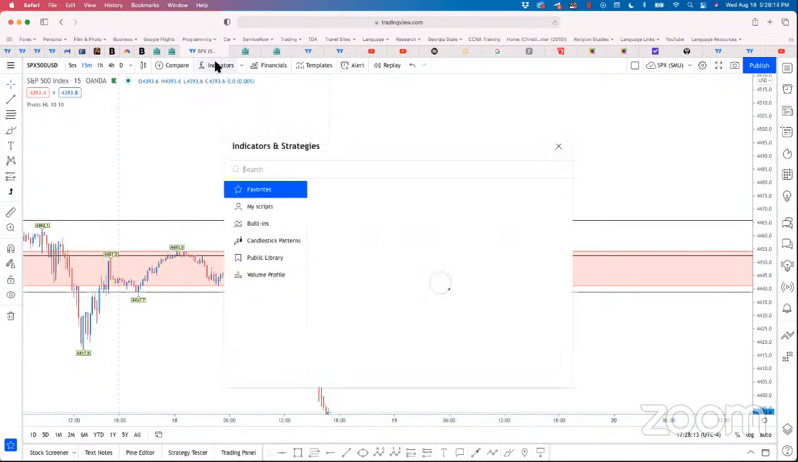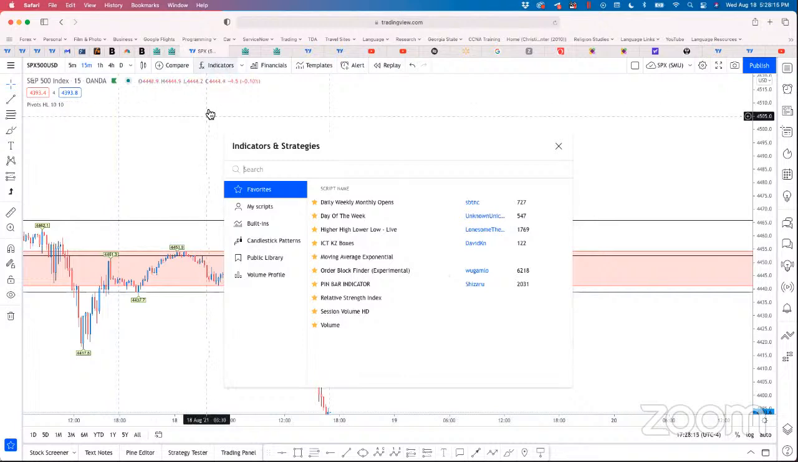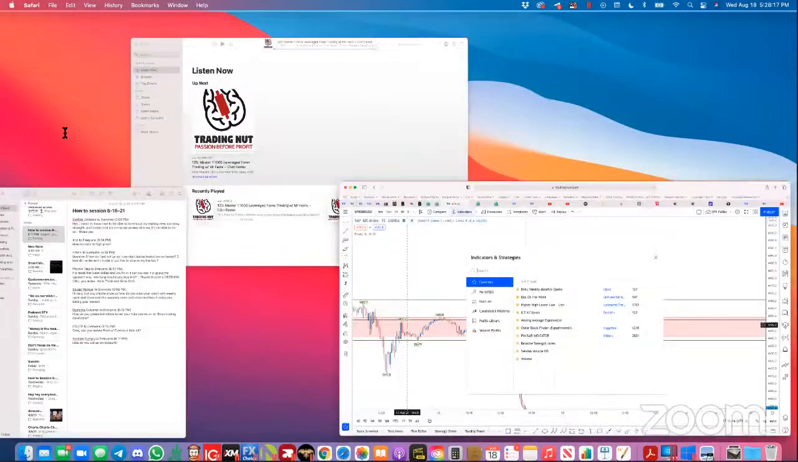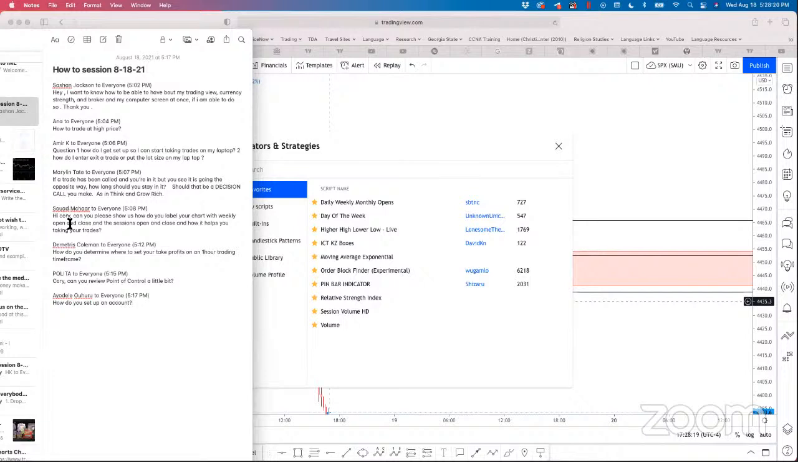Somebody asked me, how do I get the day of the week? And let me get the exact question. How do I say this? Souad? Asked about how do I label the weekly on the chart? Souad, okay.